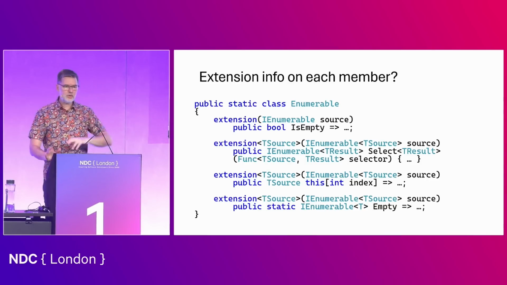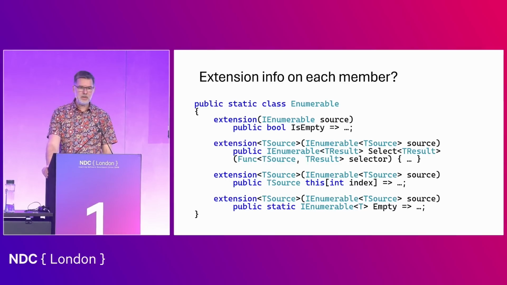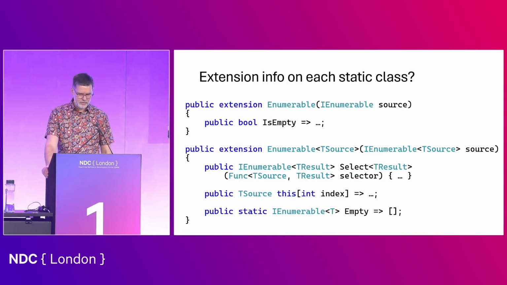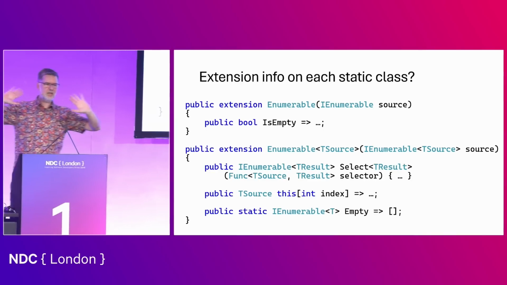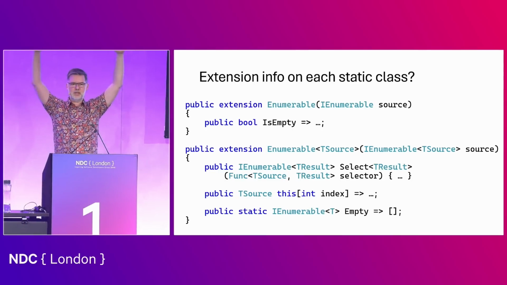And the other option is to go the other way and say, hey, let's somehow put it at the type declaration level. So instead of just having a static class wrapping it all, let's have type level declarations for each underlying type. Now we move away from the paradigm of having them in static classes.